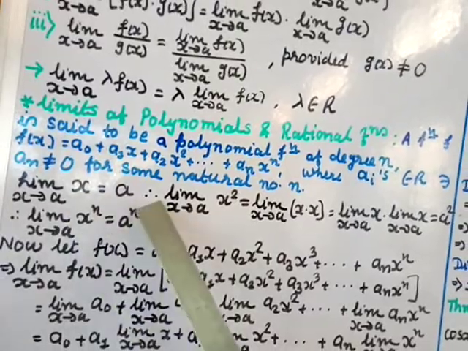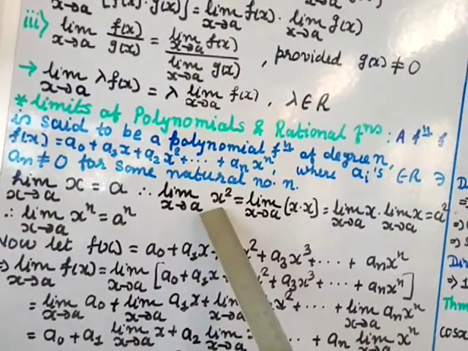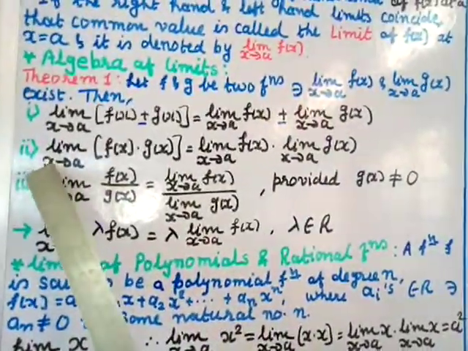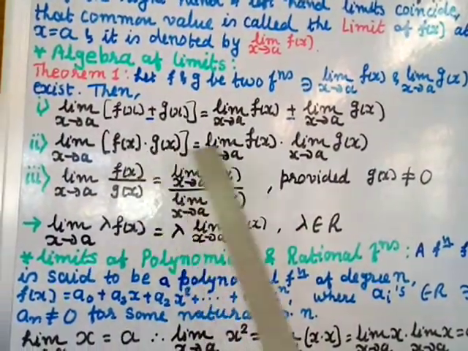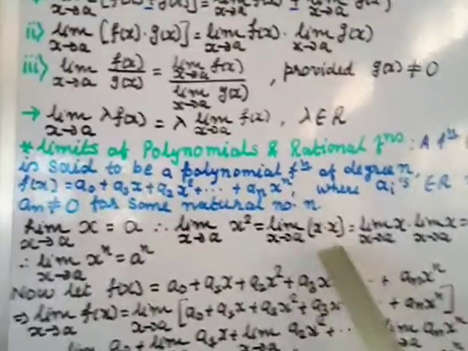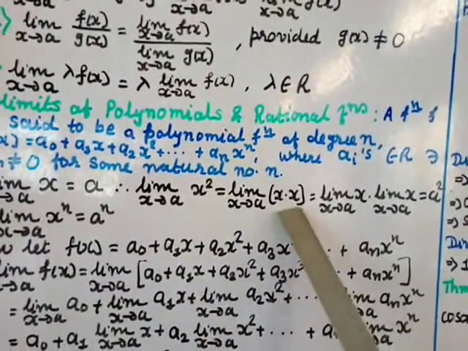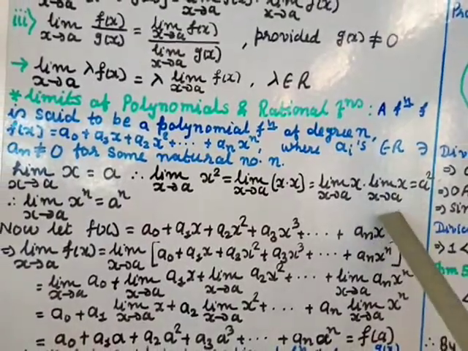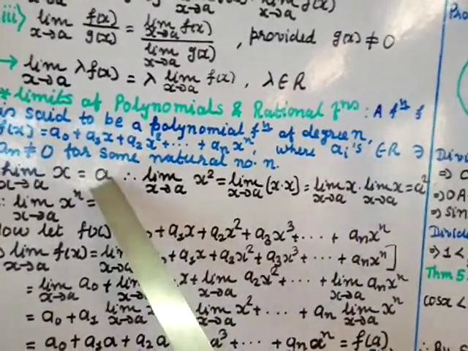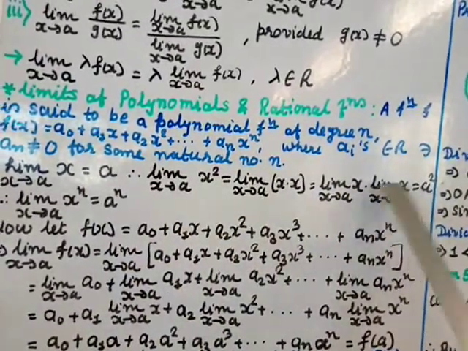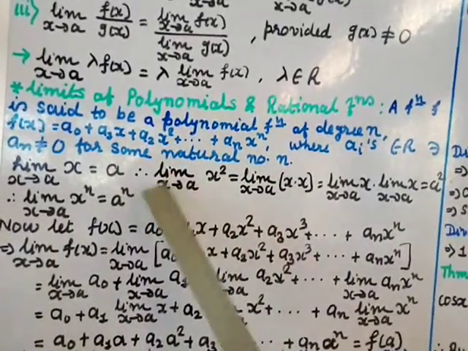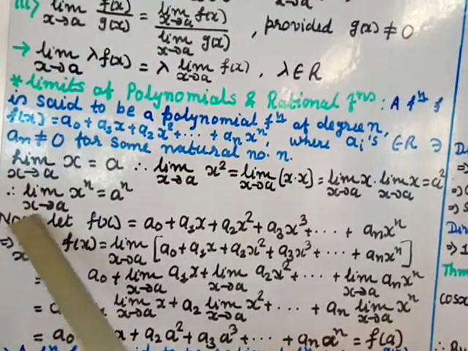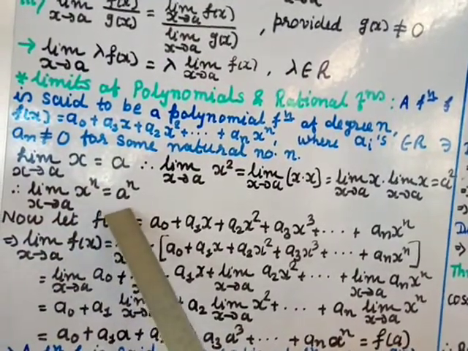Similarly, suppose you have limit x tends to a of x square, then this x square can be written as x into x. Now we know that by algebra of limits, if it is a product, you can give limit to each term. So here also you can give limit to both the x. So this can be written as limit x tends to a of x into limit x tends to a of x. Now this limit from here is a, so this is a into a, so a square. That means what we have proved, limit x tends to a of x square equal to a square. So we can say that limit x tends to a of x power n will be equal to a power n.